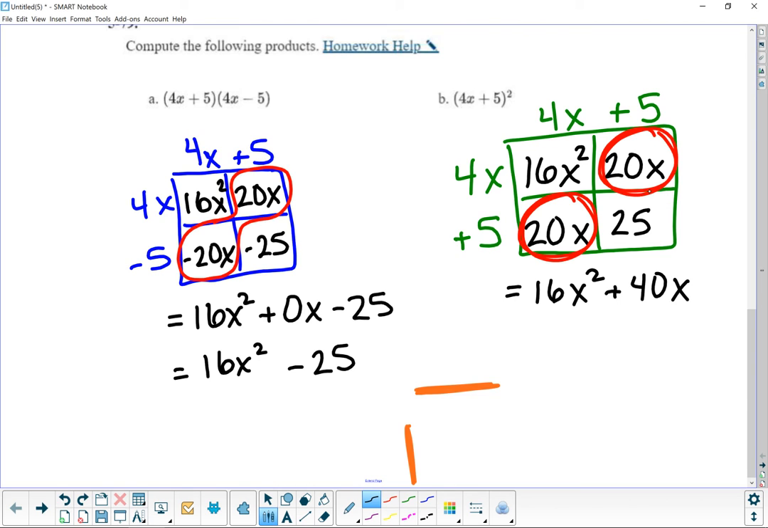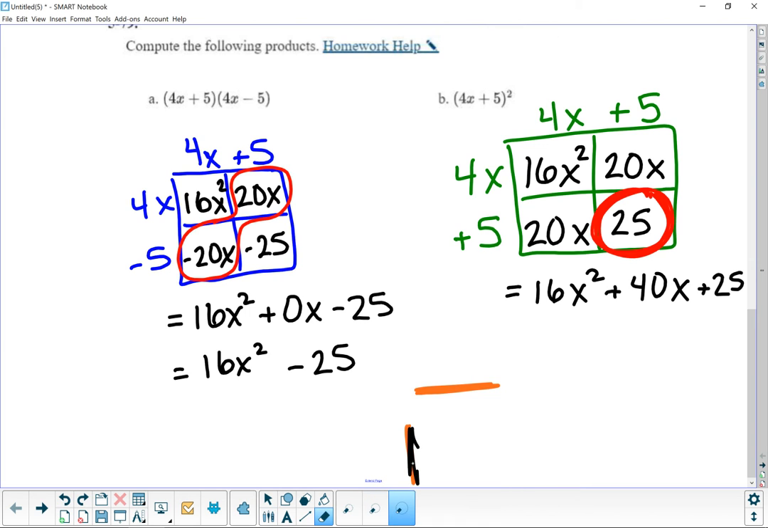Right? And then lastly, do we have anything that just has numbers? Well, the only thing we got is just 25, and that's the only thing that has just numbers. So we're going to go plus 25. That's our final answer.